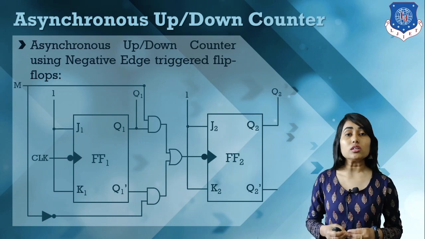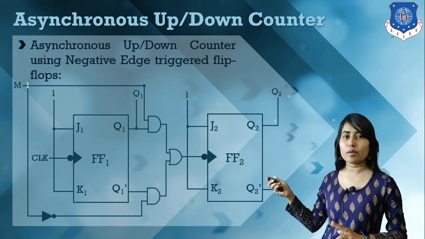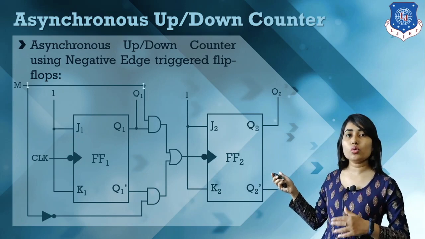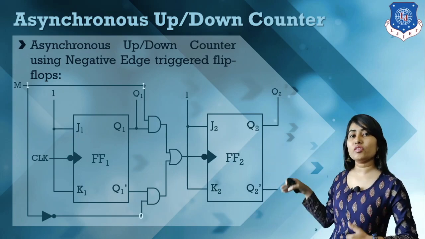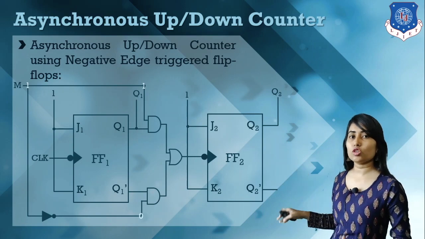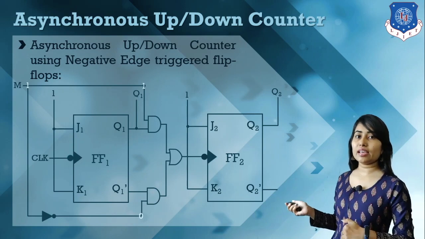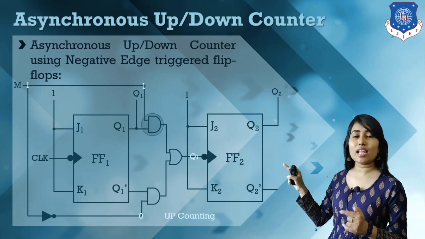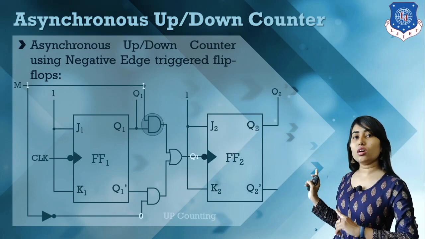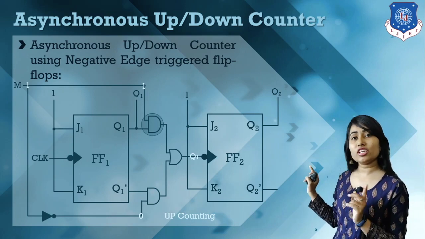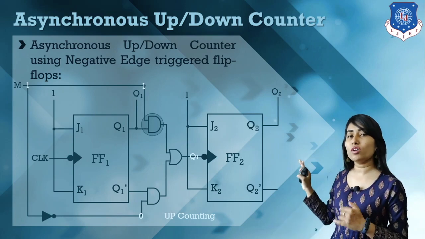Now how does it work? Whenever we have M equal to 1, it will be forwarded over here. So here we have a 1, and here, after the inverter, we have a 0. So this second AND gate does not work, but this first AND gate will be activated. Here we have 1 into Q1, so Q1 is the clock of the second flip-flop. Whenever we connect Q1 as a clock, it will count in the upward direction. So this will work as an up counter.